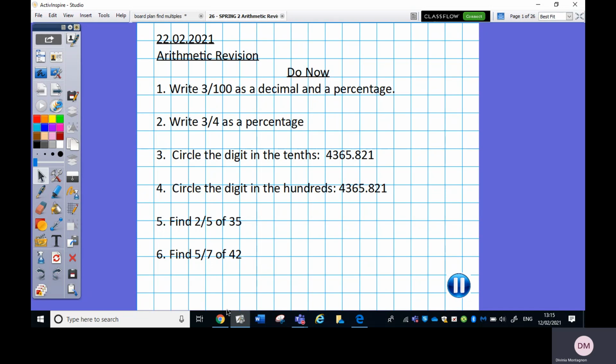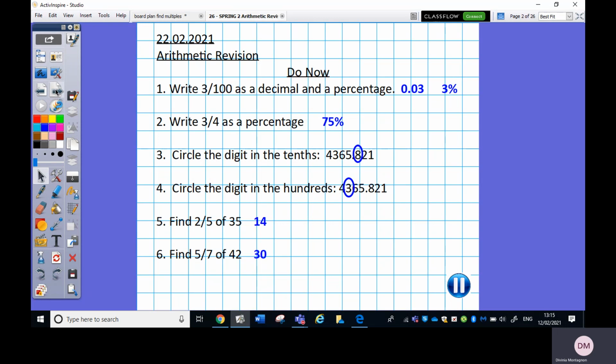When you're in a nice quiet spot, then you can complete the do now and unpause when you're ready to go through the answers. So let's see how you did. Number 1 is 0.03 or 3%. Number 2 is 75%. That's a really important fraction to know just off by heart. Number 3 is 8. Number 4 is 3. Number 5 is 14. And number 6 is 30.